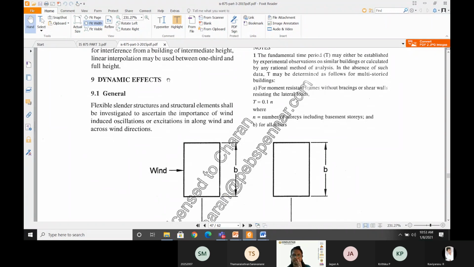Now, when wind is blowing, there is also a dynamic effect. There is a dynamic effect.